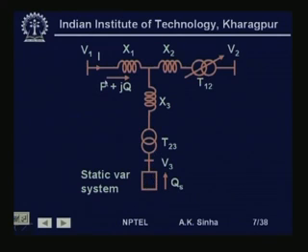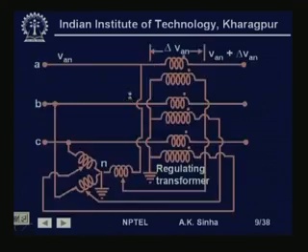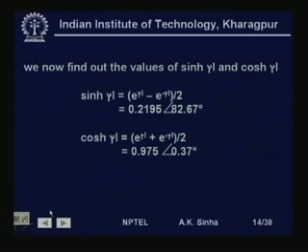Now, if you see, if P plus jQ is the power which is coming from the sending end, we will have at the receiving end the power Pr plus jQr, and if we want the voltage of the system to be maintained, then what we need is to transfer less amount of reactive power from here.